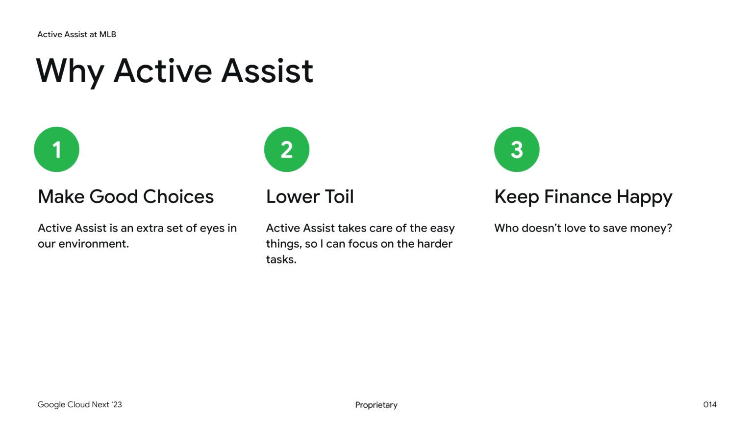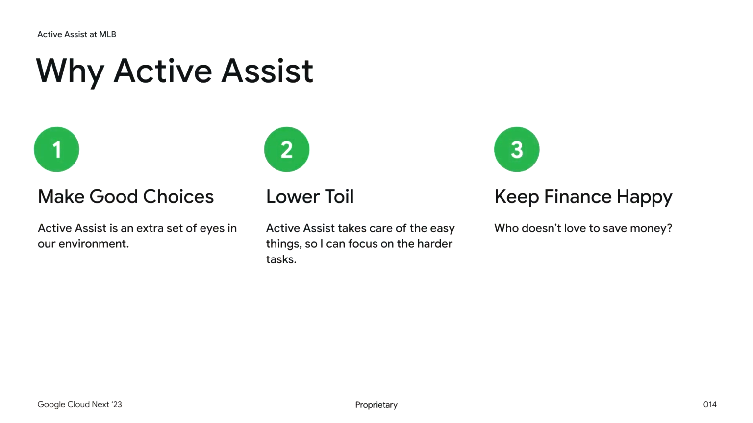Let's talk about those. So with making good choices, it is an extra set of eyes in the environment. It's going through all of your projects, looking for these recommendations, these idle VMs. It's able to surface them to the individual teams. We are starting to aggregate them up to business units and also the leadership over this. So everybody has visibility into what's going on.